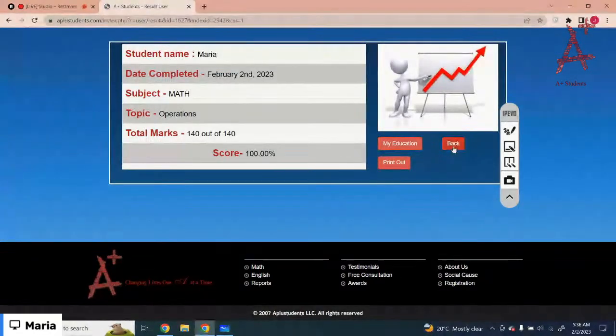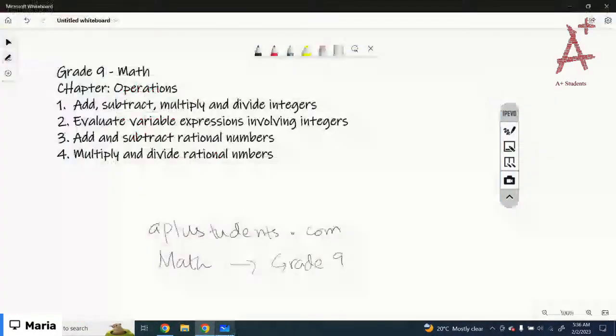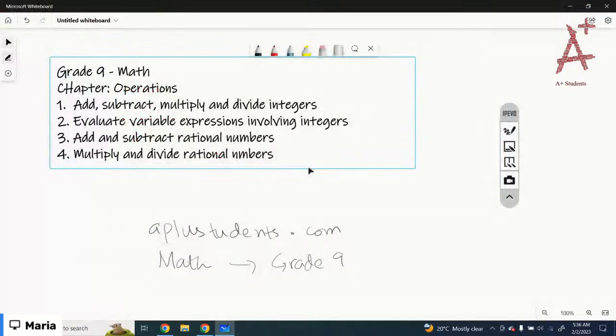Okay, we are done with the test. So we're working on grade 9 maths. We're working on the chapter Operations, and the lessons we did are add, subtract, multiply, and divide integers, evaluate variable expressions involving integers, add and subtract rational numbers, and then multiply and divide rational numbers. Please make sure before the next session you complete all the test questions for the lessons we did today.